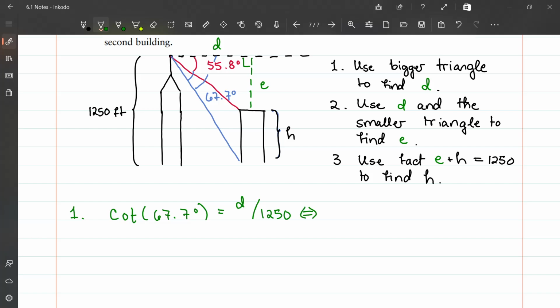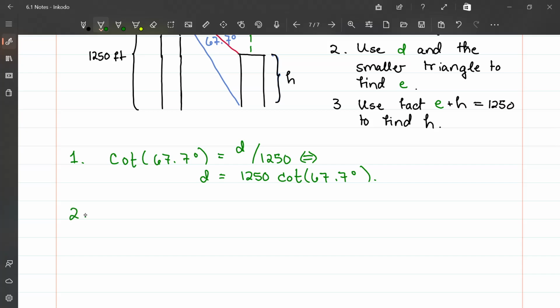If I solve that for D, I'm going to find that D should be equal to 1250 times the cotangent of 67.7 degrees. You'll notice I'm not calculating D or approximating D at this step. I'm simply writing down what D is equal to right now. That should be all I need to do for step one.